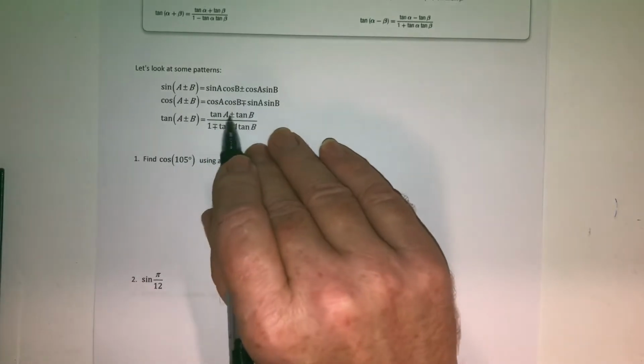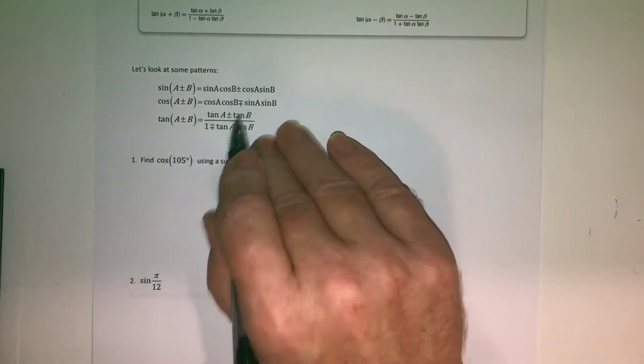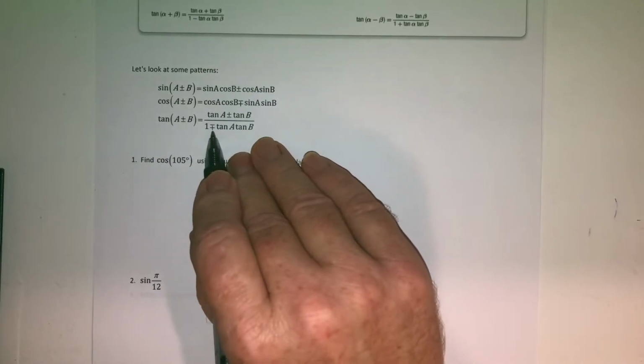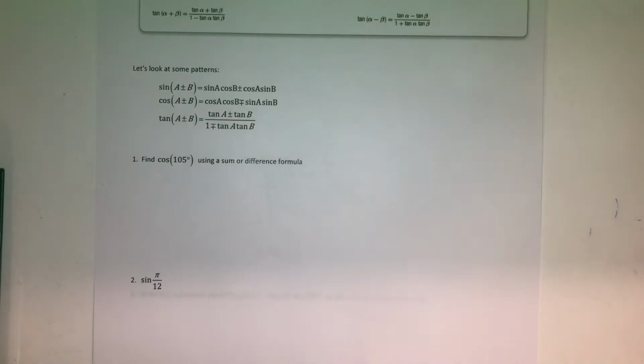The tangent of alpha plus or minus beta is the tangent of alpha plus or minus the tangent of beta, but then on the denominator, the plus or minus has been inverted, and it's 1 minus or plus the tangent of alpha times the tangent of beta. Okay, all right, let's look at using these, all right?